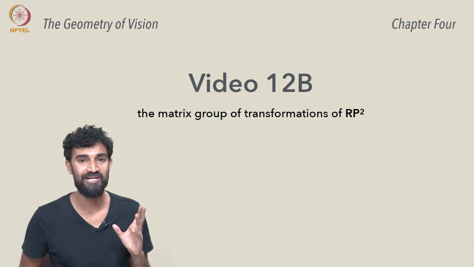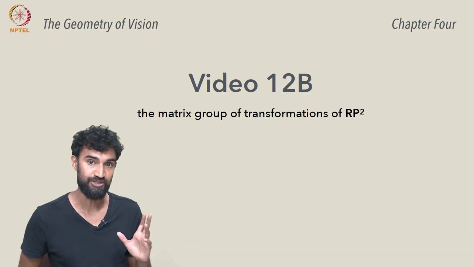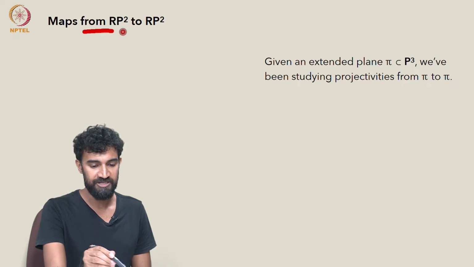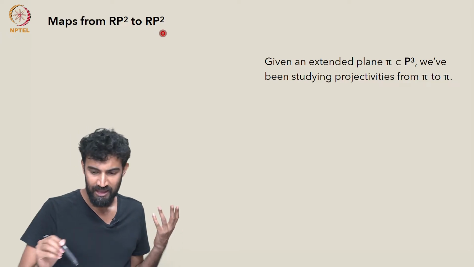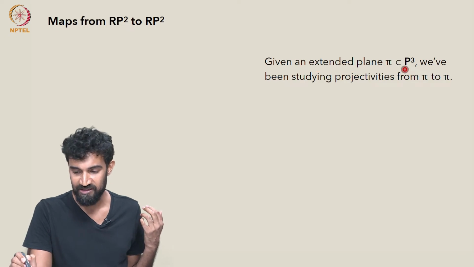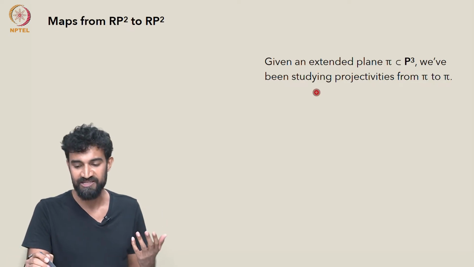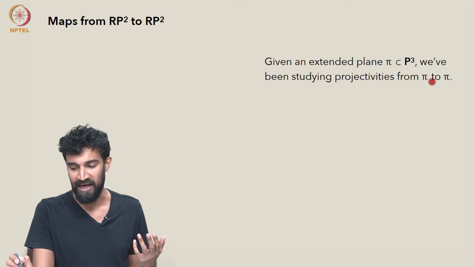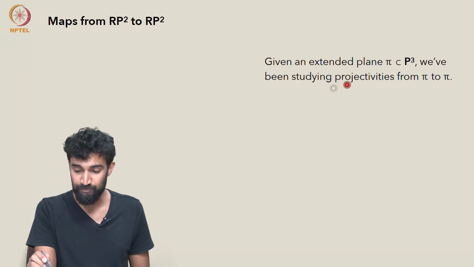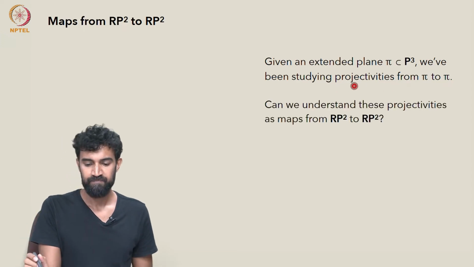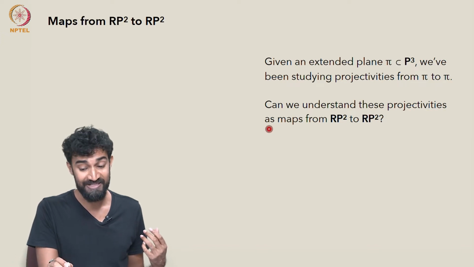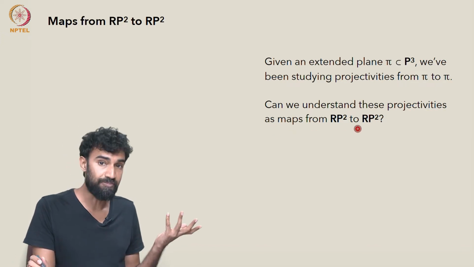So I want to now turn our attention to transformations of RP2, in other words, maps from RP2 to RP2. Given an extended plane pi in P3, we've been studying projectivities from pi to pi, transformations of an extended plane via projectivities. So my question is, can we understand these projectivities as maps from RP2 to RP2?